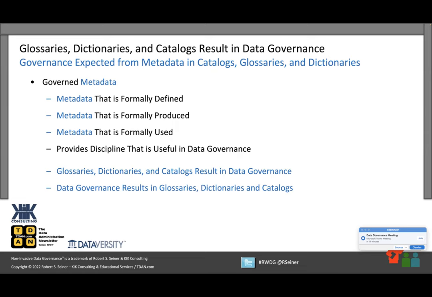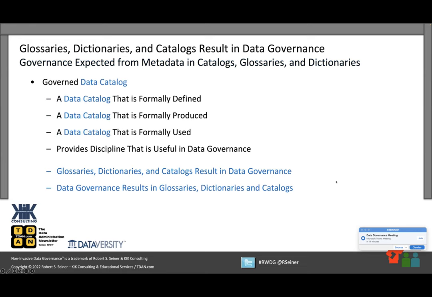Well, if you flip that around, you could say that having data governance could result in your glossary, dictionary, and catalog as well. But it shouldn't be a surprise to you that this slide is very similar to this slide. What does a governed data catalog look like? A governed data catalog is one that is formally defined. It even has to be formal in how it's being used, formally produced, formally used.